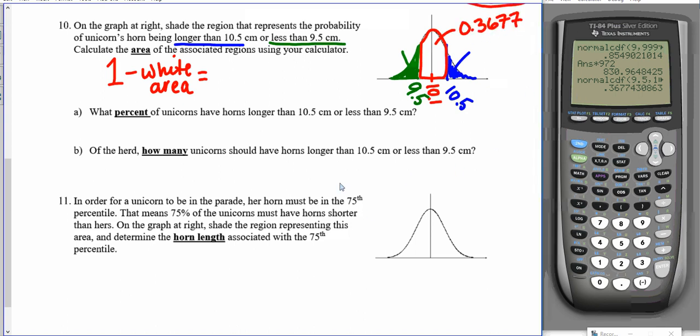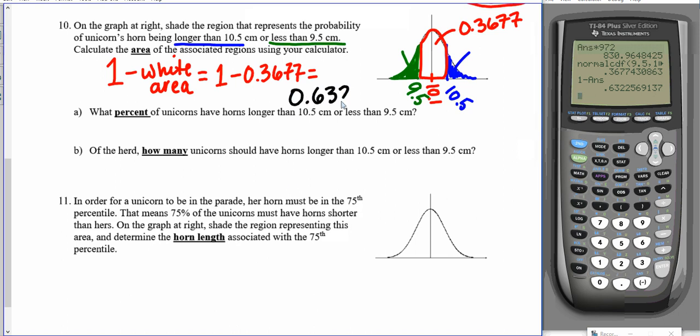Okay, so I have 1 minus that answer. 1 minus the answer. And that gives me 0.6322 as my area. Again, that's the same area as I would have gotten if I had found the green and the blue and added them together. So then it asks what percent of unicorns follow this requirement of being greater than 10.5 or less than 9.5.